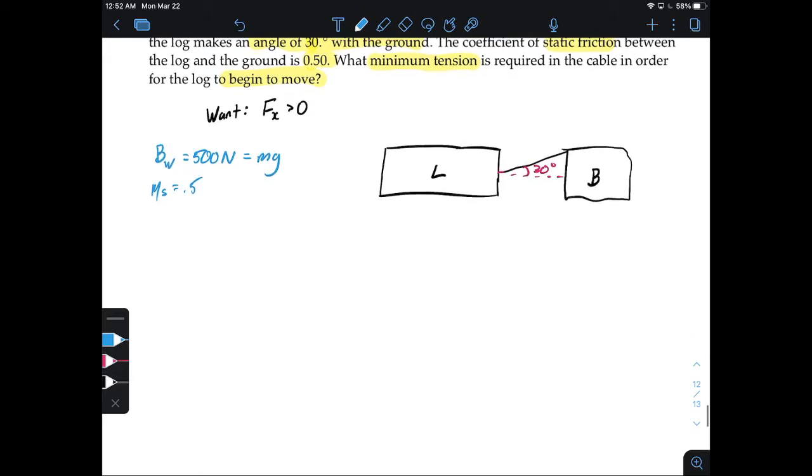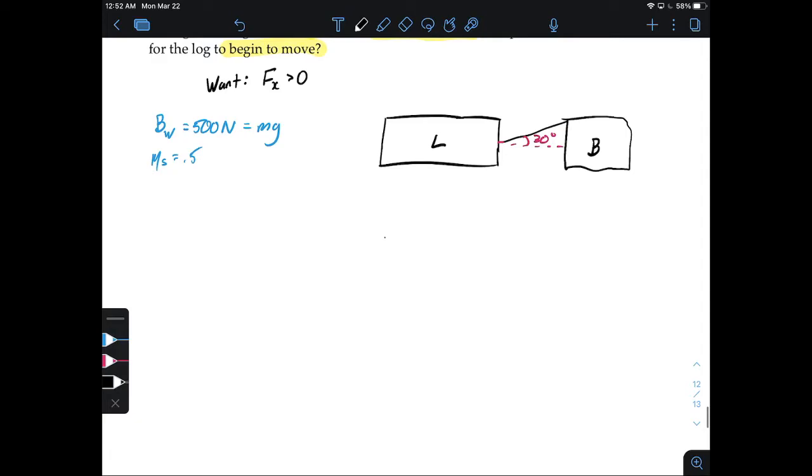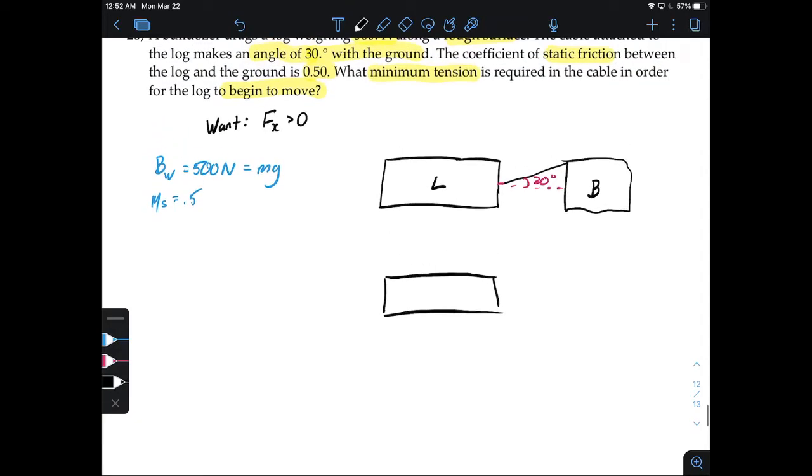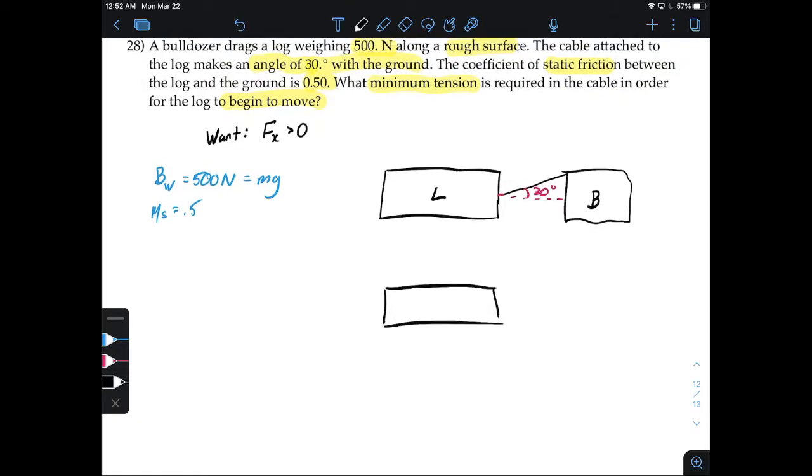Okay, so now we're going to draw the log, isolated, and start drawing the forces on it. So we're going to have our gravity down. Got to remember gravity. We're going to have our contact force up. Before that, we'll do our force due to static friction.